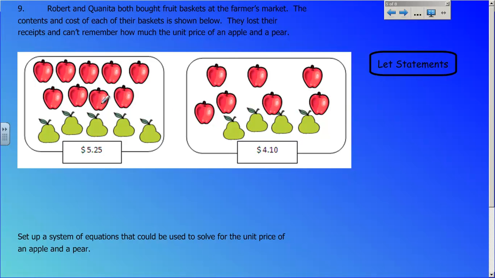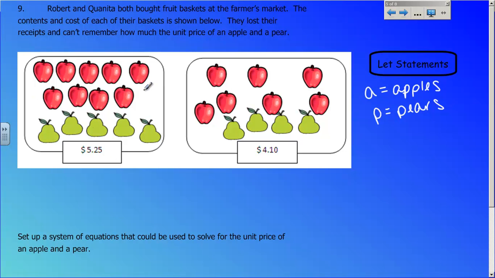So my let statements, I've got to decide what my variables are. I have apples and pears. This is real easy. A is going to equal apples. And you have to do this part. You've got to tell me what your variables represent. Otherwise, you've got an X and a Y in a problem and you don't know what stands for what. We're going to let P stand for pears. Straightforward. Okay? Now, we're going to write an equation for this first picture.